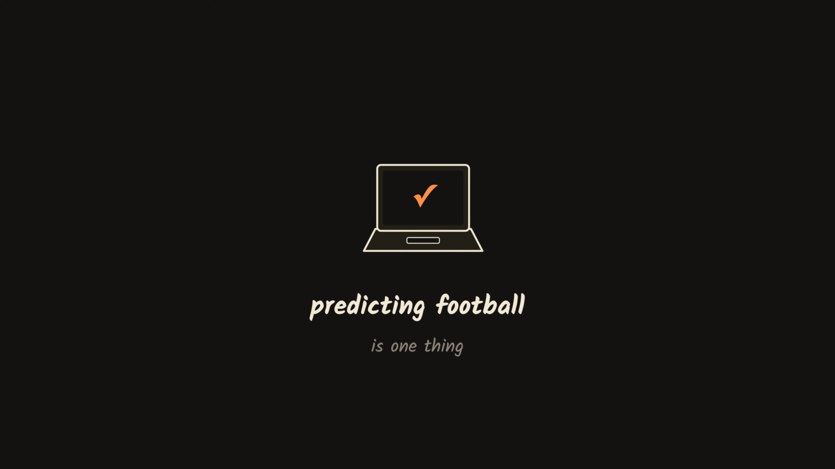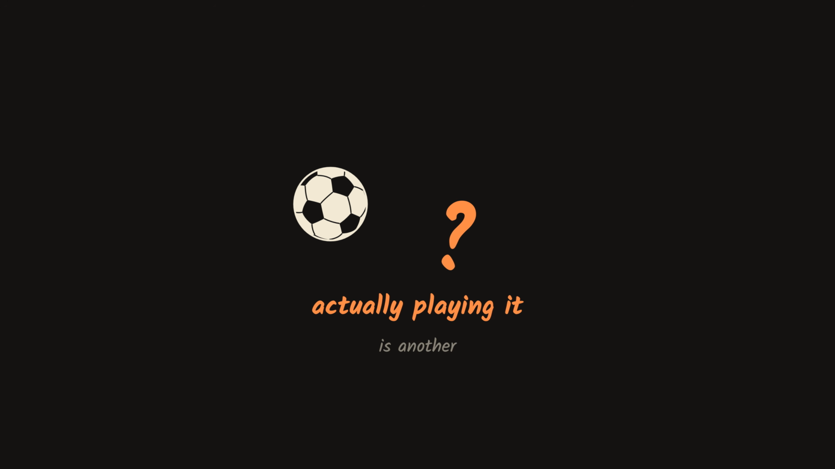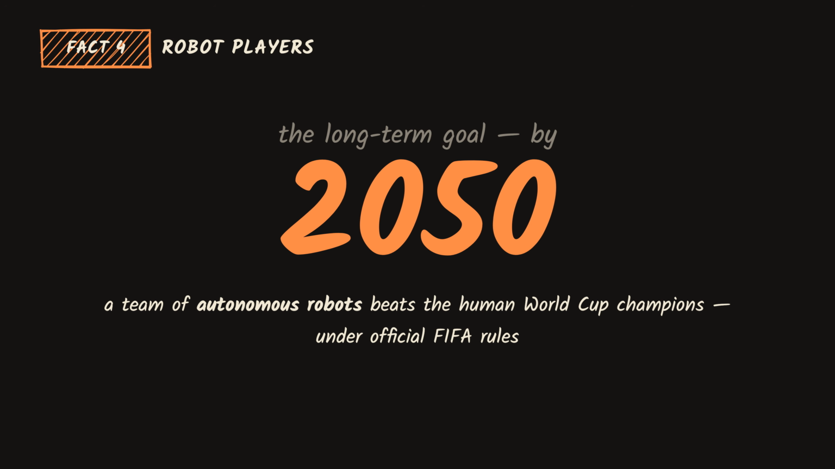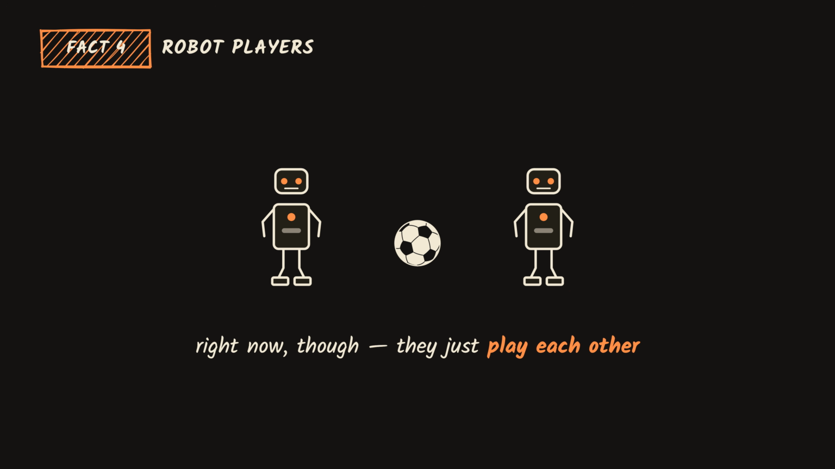But okay, predicting football is one thing. Actually playing it with AI is another. Since 1997, there's been a competition called RoboCup. The long-term goal, and I mean long-term, is that by 2050, a team of fully autonomous humanoid robots will beat the human World Cup champions under official FIFA rules. That's the mission statement. Right now, though, the robots just play each other.